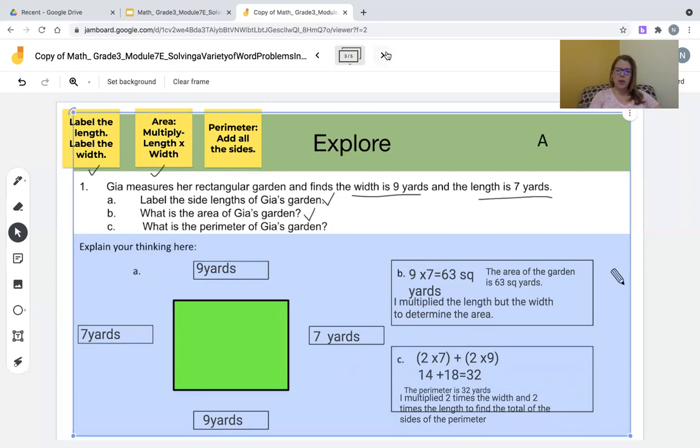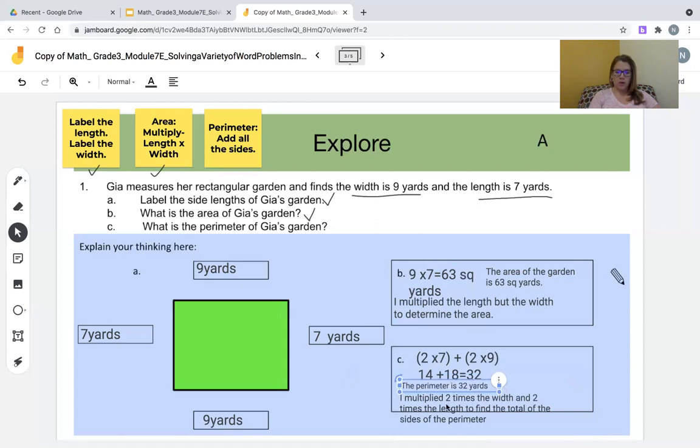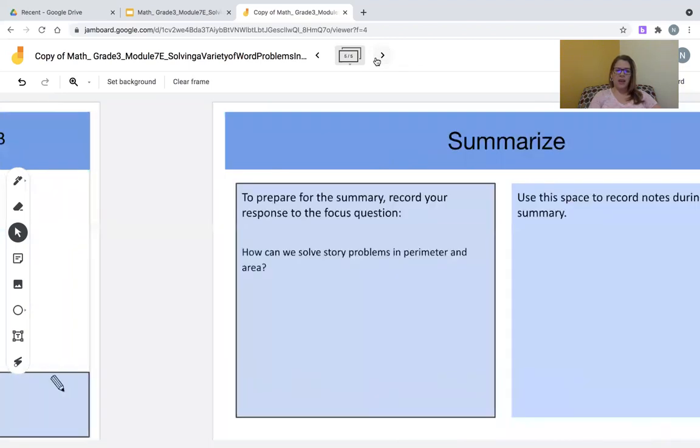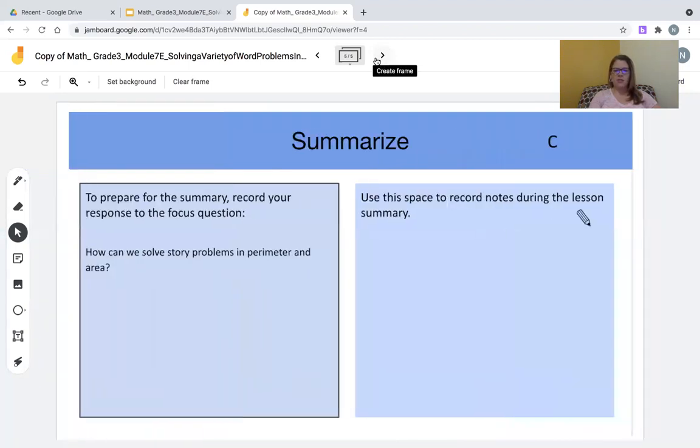Students and scholars, you may be asked with your teacher to complete, or with your group, the summary section of this lesson. What do you notice about this work? What questions do you have? And finally, respond to the focus question. How can we solve story problems in perimeter and in area?